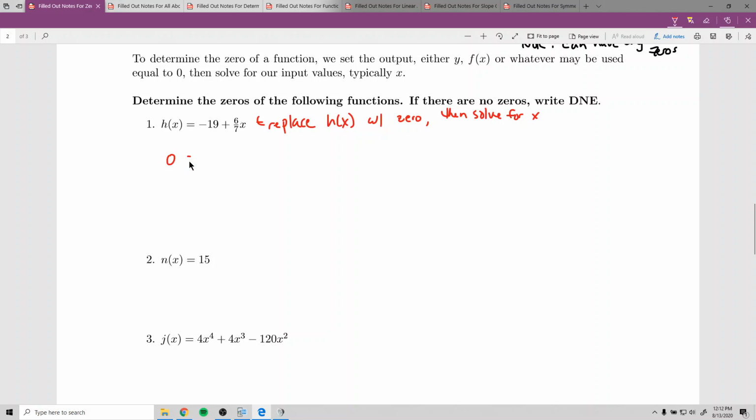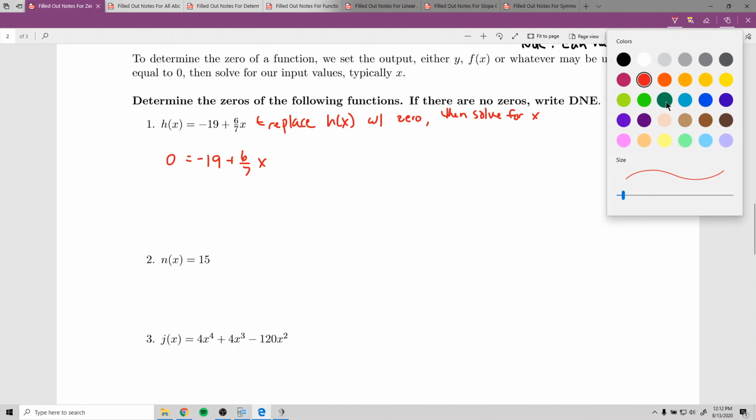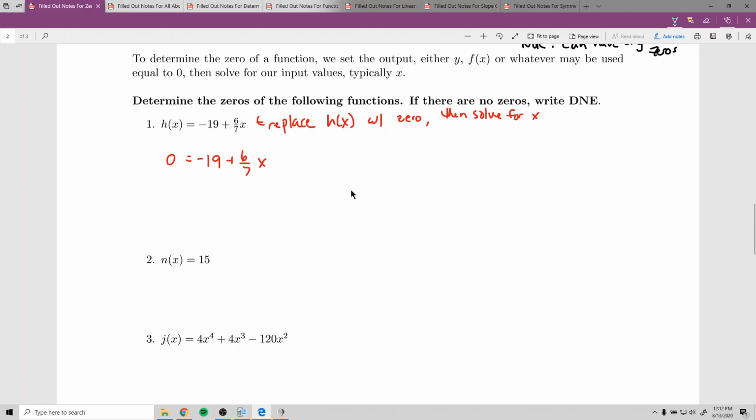So we've got 0 equals negative 19 plus 6 over 7x. We want to solve for x. You can get rid of the fraction now, or you can wait. It's up to you. I'm going to wait until after this first step to get rid of the fraction, because it's a little bit easier to do this first. If you add the 19 to each side, then we've got 19 equals 6 over 7x.